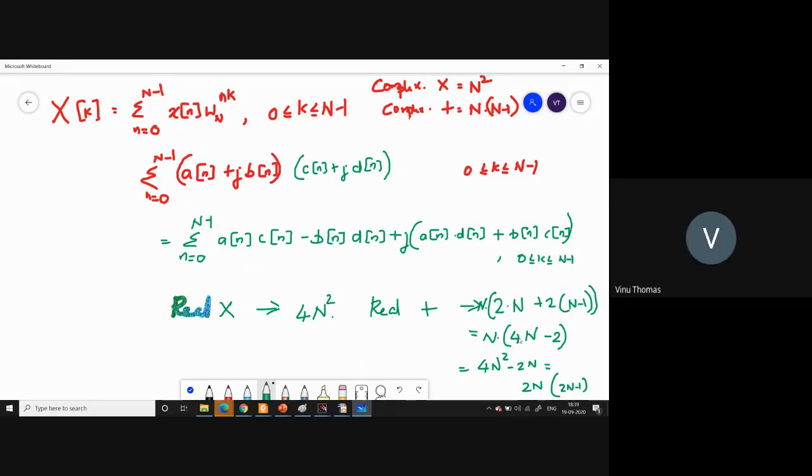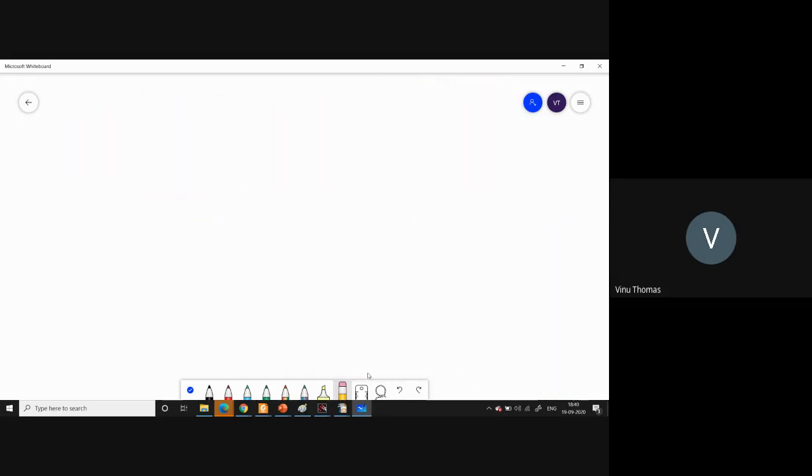Number of additions is n into 4n minus 2, which is also representable as 2n into 2n minus 1. So you see that this number is very large. For example, in our previous example, n was equal to 10 raised to 5. That is just the number of samples for 10 seconds. Number of samples for 1 second was 10 raised to 4.